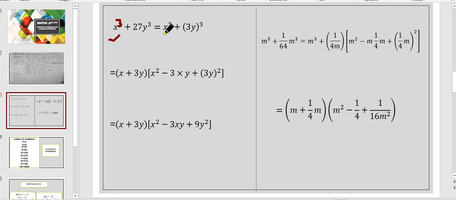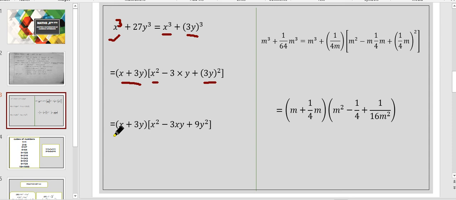What we are doing in a general form, we have seen a cube plus b cube. Here just consider x cube as a cube, and 3y whole cube is b cube, right? After that, what is the step? a plus b. Here what is a plus b? x plus 3y, and a square is x square, minus ab, that is 3xy, 3ab, and b square is 3y the whole square, right?